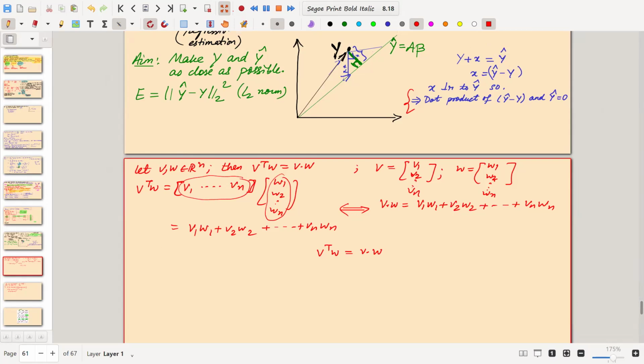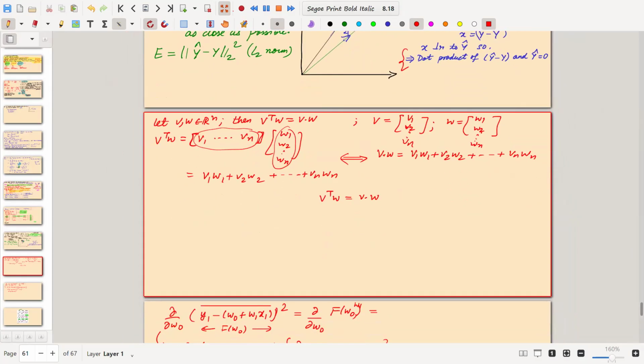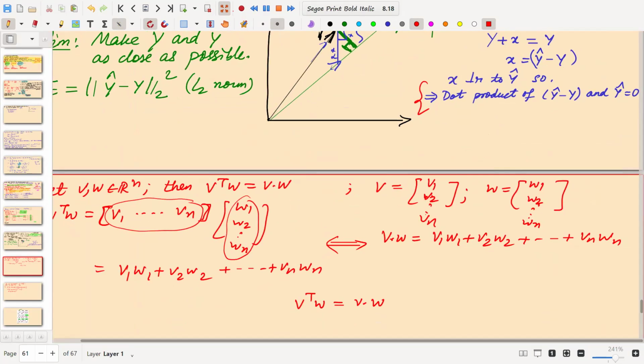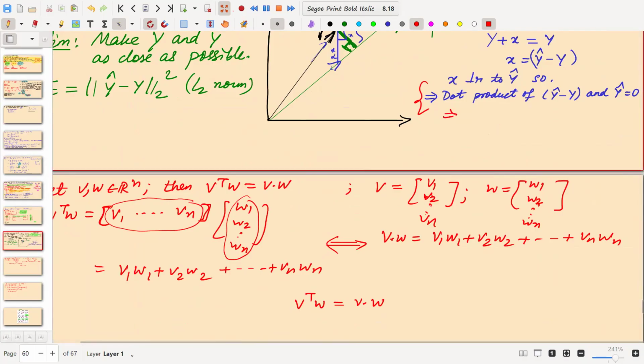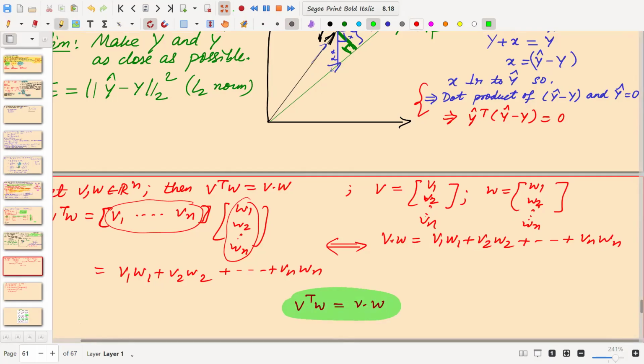The same case applies to us also. Here Y and Y cap are the column vectors. So what should we write here? After you understood this fact, the dot product of Y cap minus Y and Y cap equals 0. This implies Y cap transpose times Y cap minus Y is equal to 0. Just apply this concept, what we learned over here, to here.